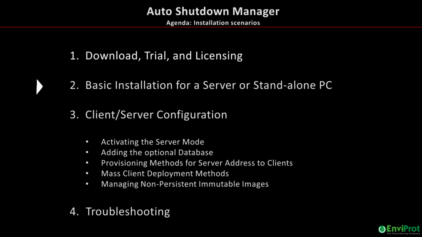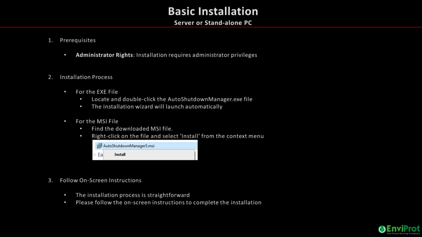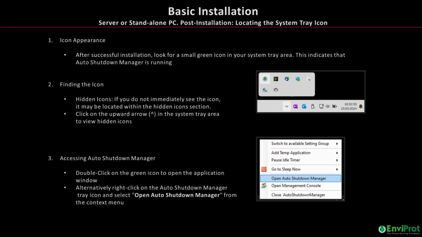Now, let's discuss the basic installation process for a server or a standalone setup. The installation is straightforward. The only requirement is administrative rights on the PC where you intend to install the software. Begin the installation and follow the on-screen instructions. Once installed, look for the green icon in your system tray. It means Auto Shutdown Manager is up and running.